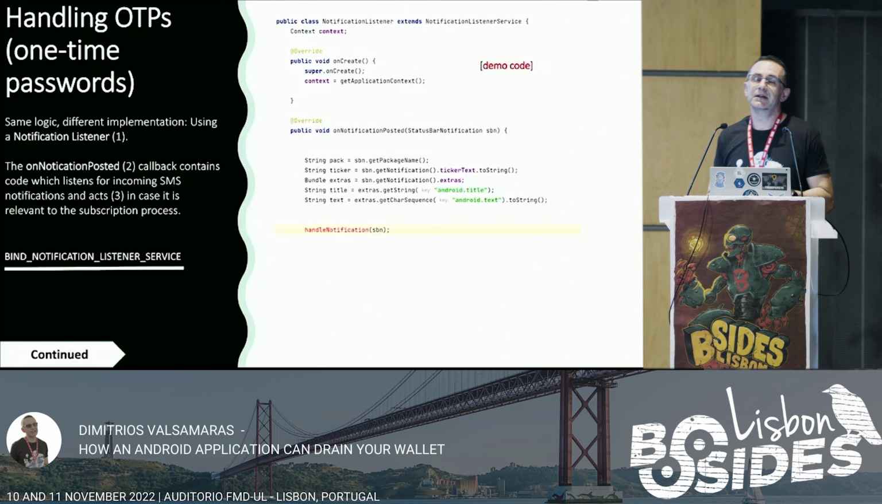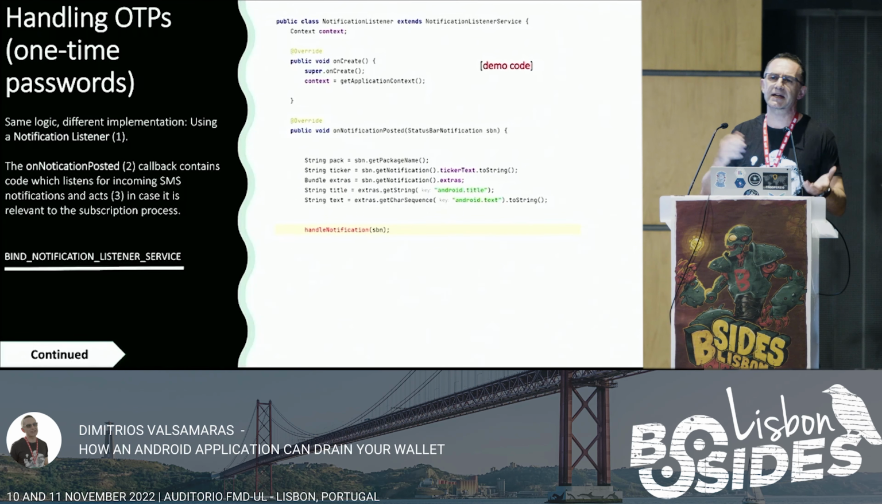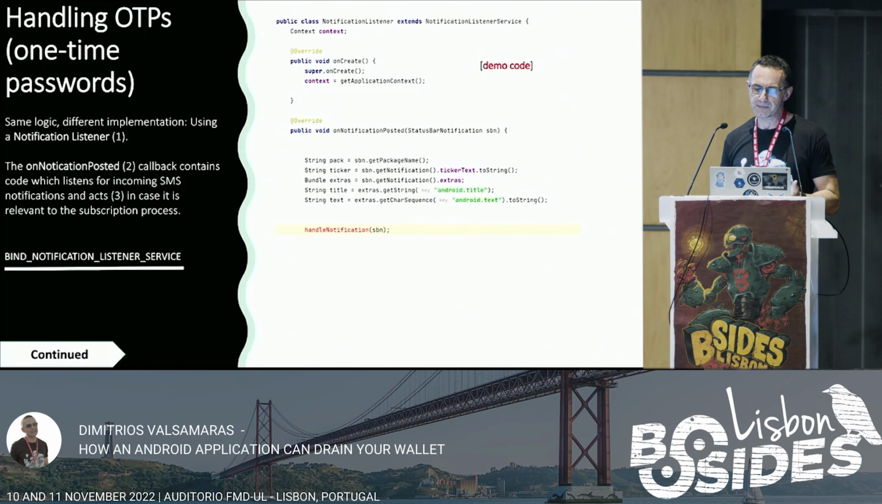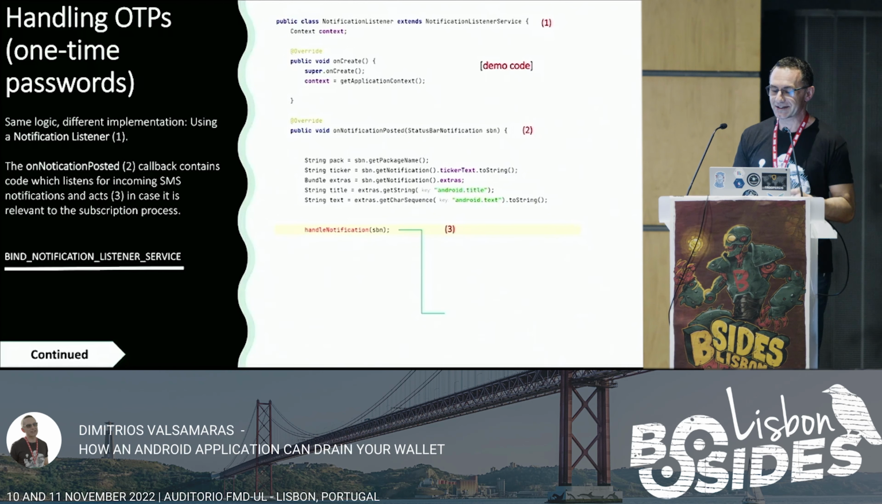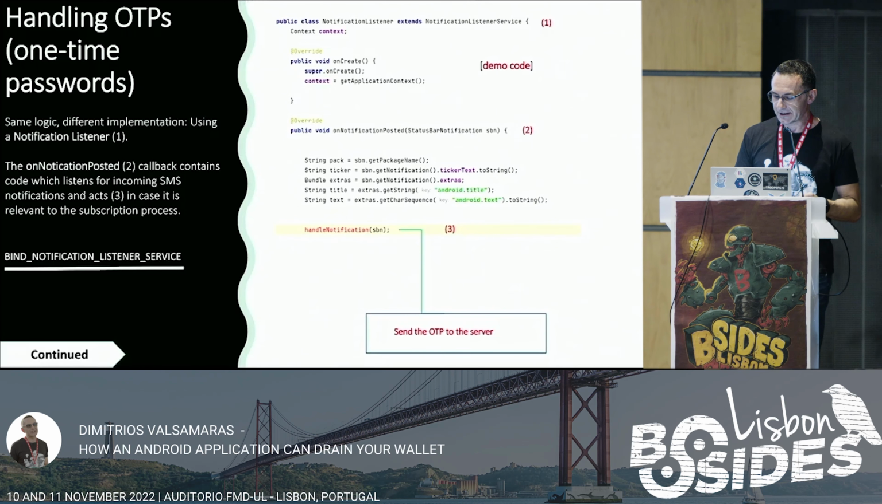Another way, which is actually the most common one, and has the same logic, although it's a little bit different when it comes to implementation, is to bind the NotificationListenerService. So extend the NotificationListenerService, create a class, and when these notifications are posted on your device, check the body of the notification, and if it has something relevant to the subscription process, extract the PIN and send it back to the server.